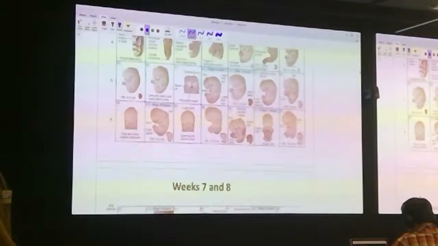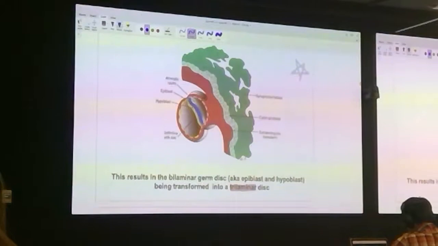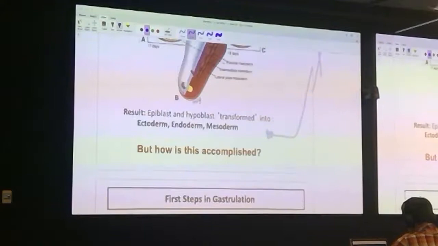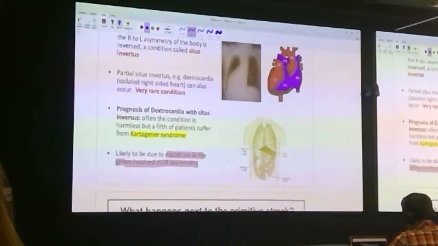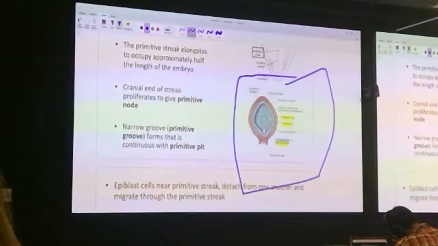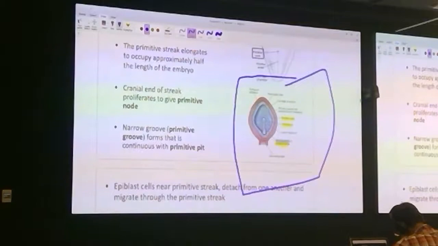So week 3, you form the trilaminar germ disc. For this picture, make sure that you're able to label it. So the primitive node, primitive pit, primitive groove, and primitive streak.